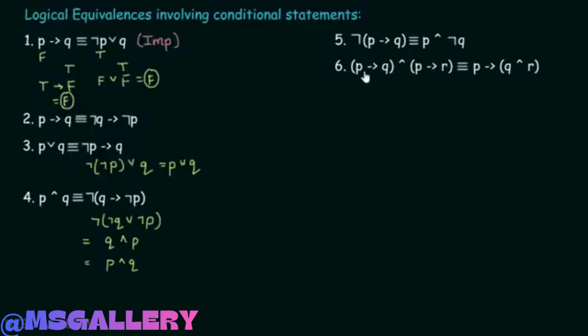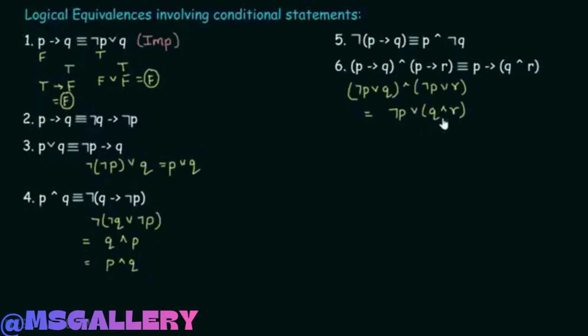We can write this P implies Q as not of P or Q, again according to the first rule, and P implies R as not of P or R. Now, according to the distributive rule, this is not of P or Q and R. Apply the distributive law here and you would be able to obtain this particular expression. This will be equivalent to not of P or Q and not of P or R.